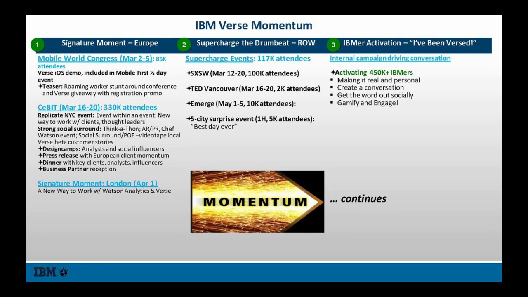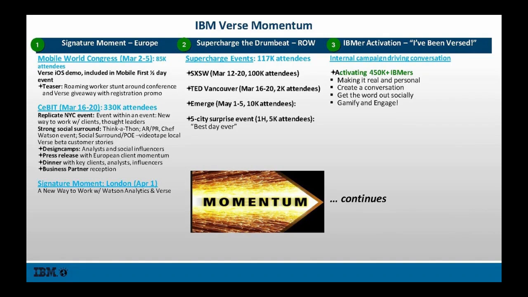Now, this is the exciting part: we're actually getting phone calls to say, we want to pull IBM Verse into events that we typically would not have been involved in. Mobile World Congress, Kramer referenced that. The Mobile First team called us and said, we want to better understand the mobile capabilities and how we can actually demonstrate IBM Verse on the show floor at Mobile World Congress. We have a business partner event reception. We would actually like to introduce the business partners to IBM Verse.